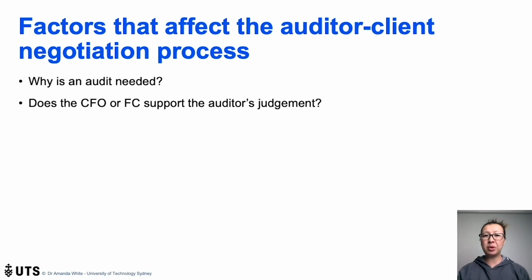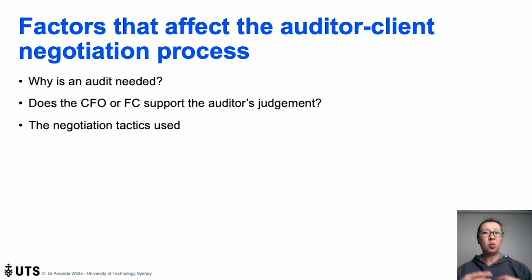Does the CFO or financial controller support the auditor's judgment? If we can get the financial controller or the CFO on side, then the CEO is more likely to come on board as well. What are the negotiation tactics used? There's different books and they even teach courses to audit partners on how to negotiate. What's the opening move that you should have?